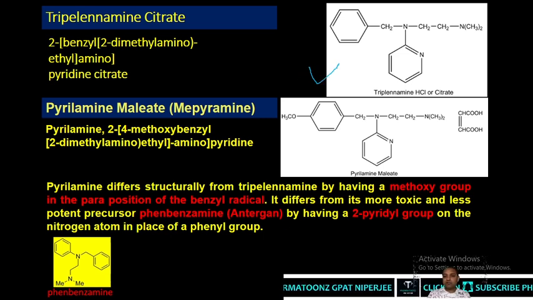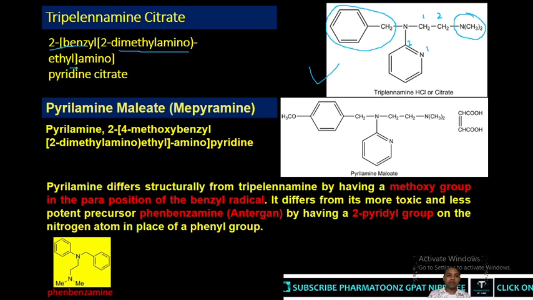Let us see the first drug, triplenamine, and its IUPAC nomenclature. So 2-benzyl. Numbering starts from here, 1 and 2. At the second position this is a benzyl group, 2-benzyl. Then this is the second position again, 1 and 2, 2-dimethylaminoethyl. Again this is an amino group. That's why it is called amino, and finally pyridine citrate. By this way you can name triplenamine.